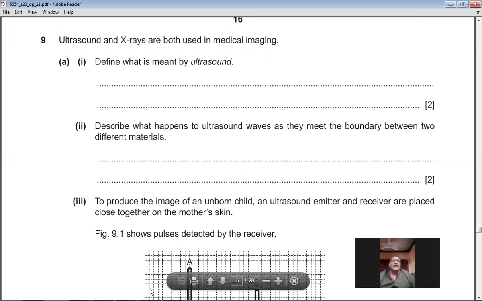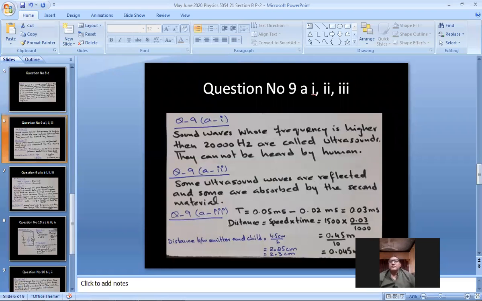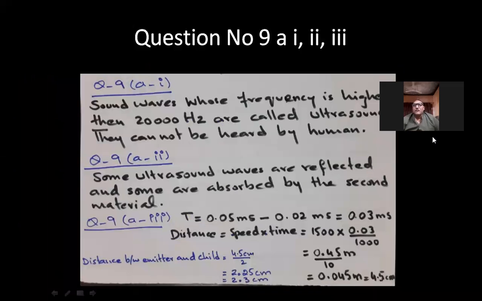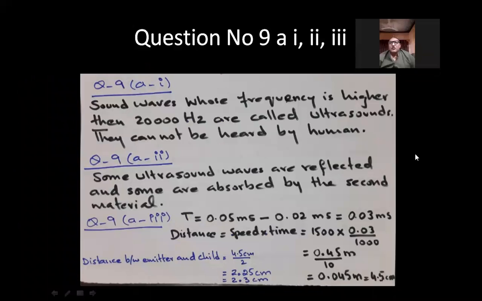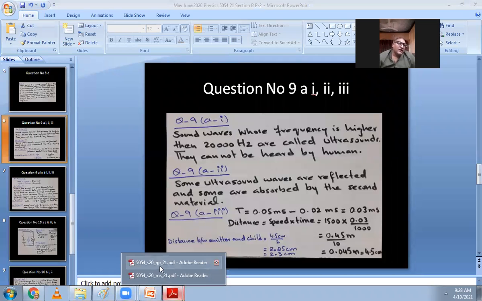So I have written this answer also. Let me show you my answer. So here we go. Sound waves whose frequency is higher than 20,000 hertz are called ultrasounds. They cannot be heard by humans, or you can say they are inaudible to humans. So it's a 2-mark question. Hopefully you can do this. Okay, move to the next part.